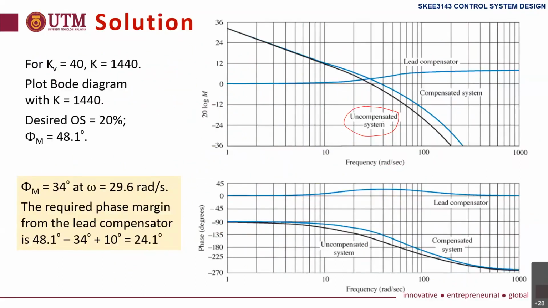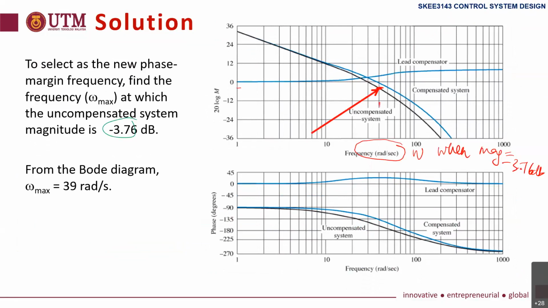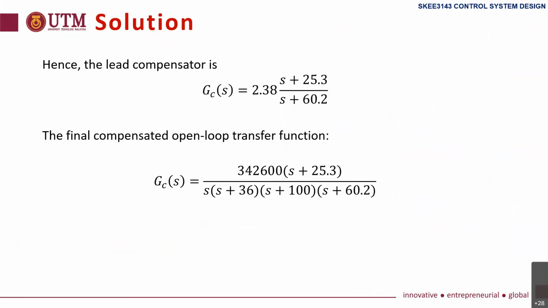This is the one that we discussed. Also, I wrote it in the slide. Okay, this is to obtain the phase margin. Then we get 39 radian per second omega max, and this is the final compensated open loop transfer function. Here it is slightly different. I recalculated, but this is the actual one taken from the book.